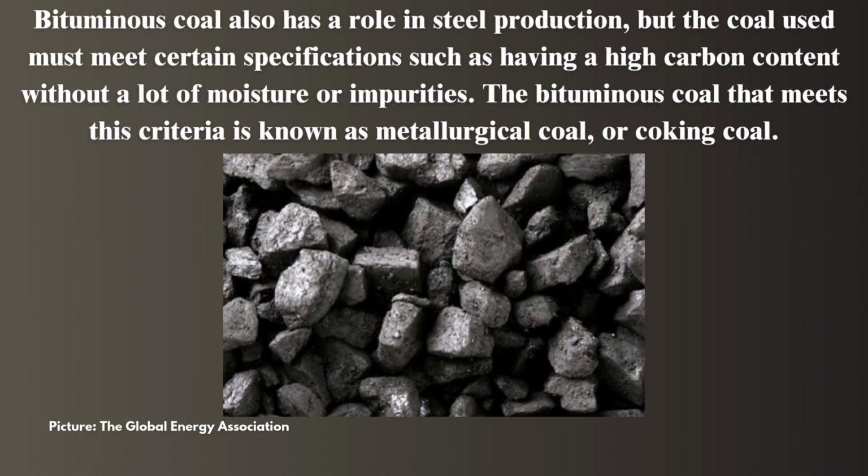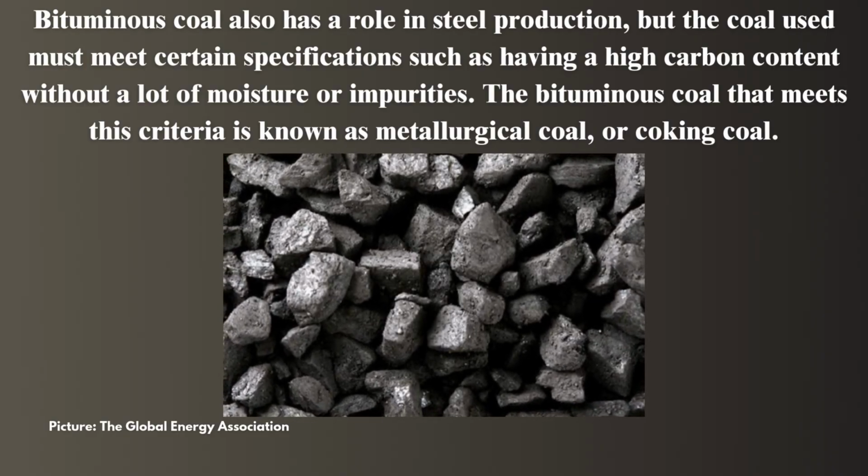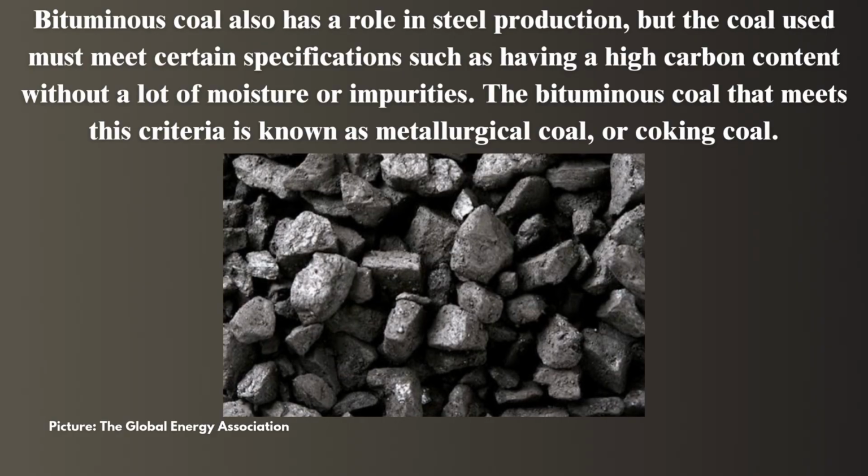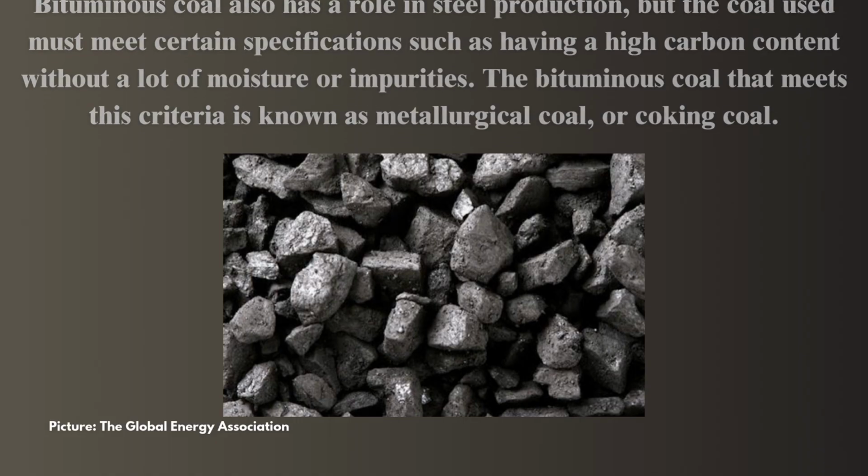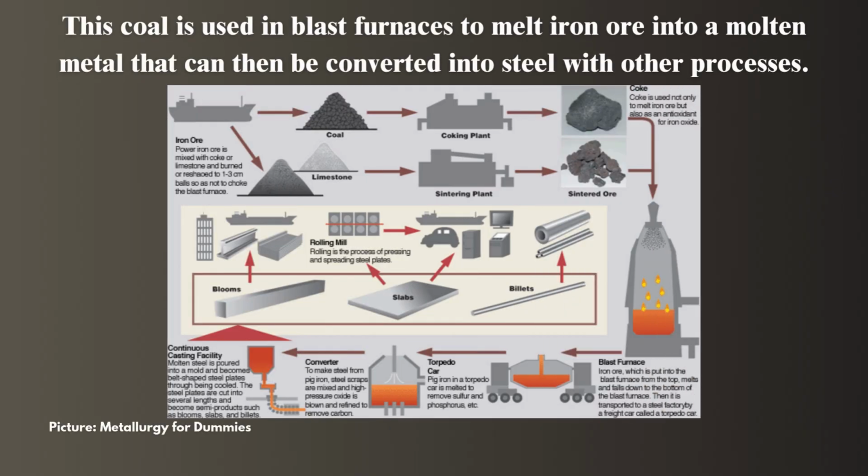Bituminous coal also has a role in steel production, but the coal used must meet certain specifications, such as having a high carbon content without a lot of moisture or impurities. The bituminous coal that meets this criteria is known as metallurgical coal or coking coal. This coal is used in blast furnaces to melt iron ore into a molten metal that can then be converted into steel with other processes. And I highly recommend pausing here to look at this whole chart because there's a lot going on.